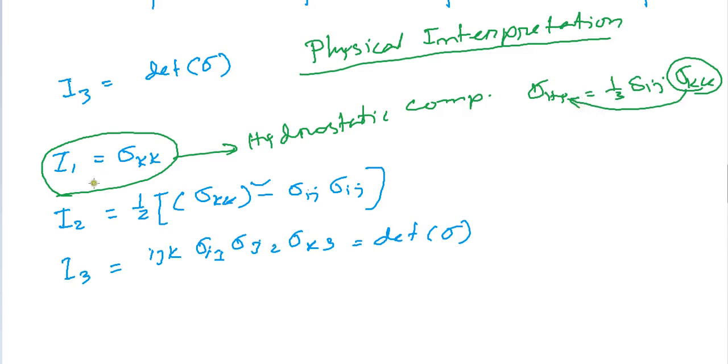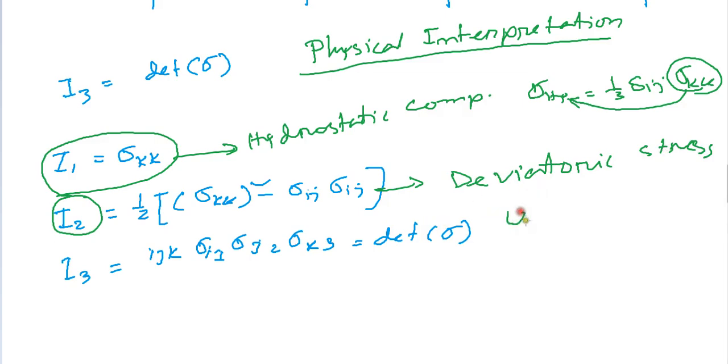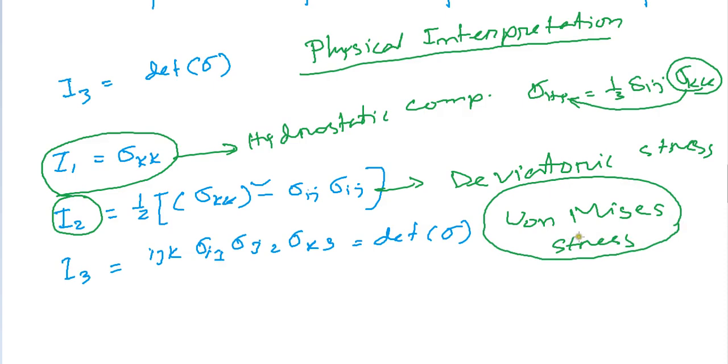And what is the significance of the second invariant? The second invariant tends to be related more to the deviatoric aspects of stress and strain. For a stress tensor, it is closely related to the von Mises stress. So it is related to deviatoric stress. I will also discuss all of this in the next lectures.